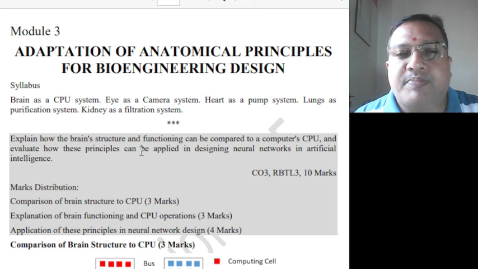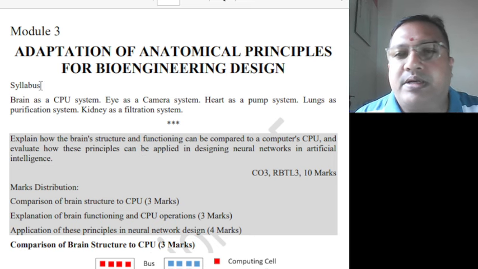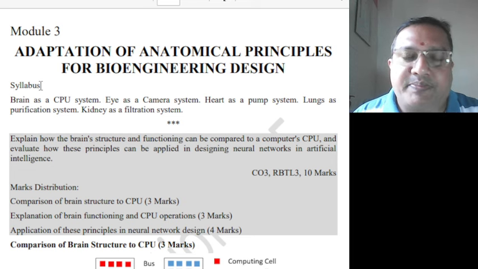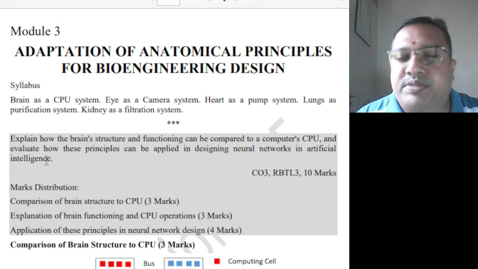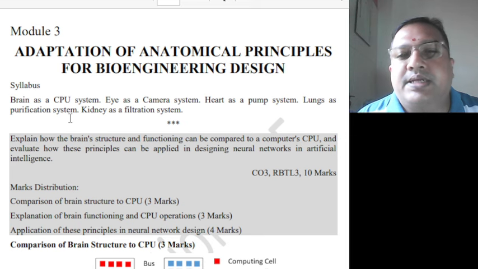Okay, so the syllabus of module 3 is adaptation of anatomical principles for bioengineering design. So a little bit of an applied field it is now. The syllabus is given: brain as a CPU system, eye as a camera system, heart as a pump system, lung as a purification system, kidney as a filtration system.